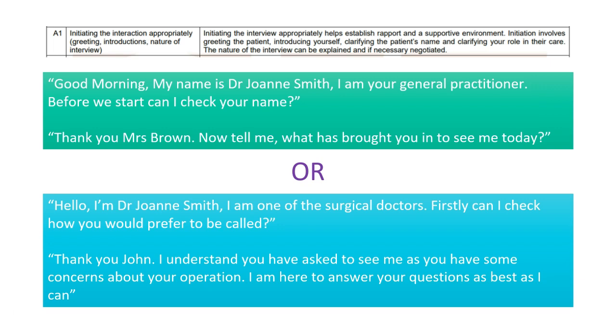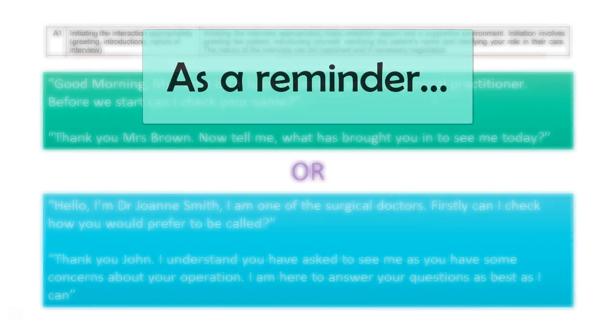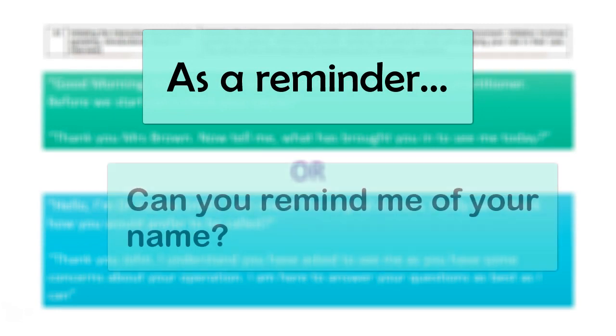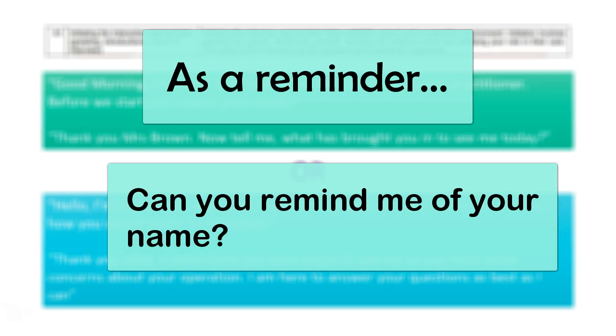If it explicitly says that you have met the patient before, for example, you may have requested some tests for them at a previous appointment, I would still say, as a reminder, my name is Dr. Joanne Smith, and before we start, can you remind me of your name? Therefore, you're acknowledging the scenario that you've already met the patient. However, you're still making sure that the examiner cannot deduct you marks for not having introduced yourself and for asking the patient's name.